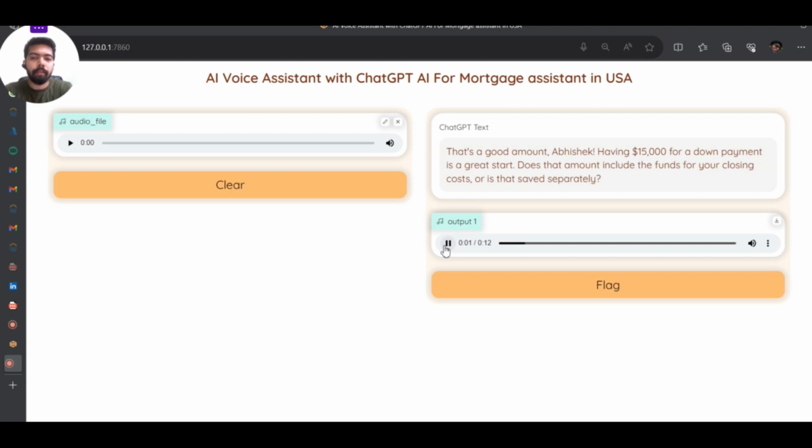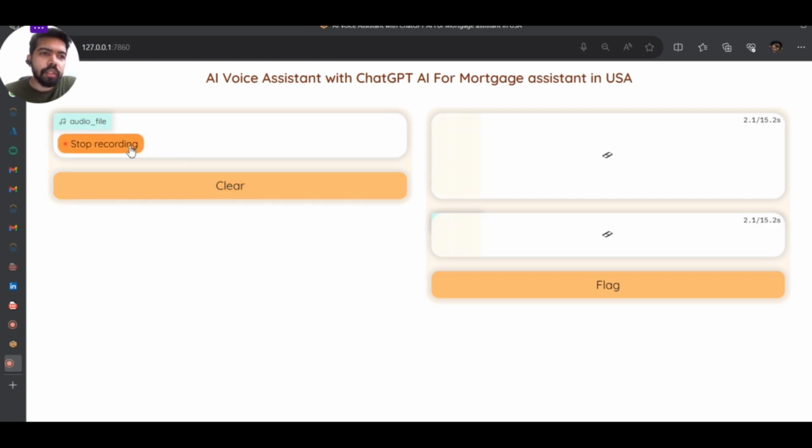That's a good amount, Abhishek. Having $15,000 for a down payment is a great start. Does that amount include the funds for your closing costs, or is that saved separately? So it is asking whether you have any separate saved amount for your closing costs. This was also the requirement by the client that it needs to ask, because they want to capture particular details, so that on the basis of that they can tell what amount of loan the person is actually eligible for. No, this is the total I have. I have just $15,000.